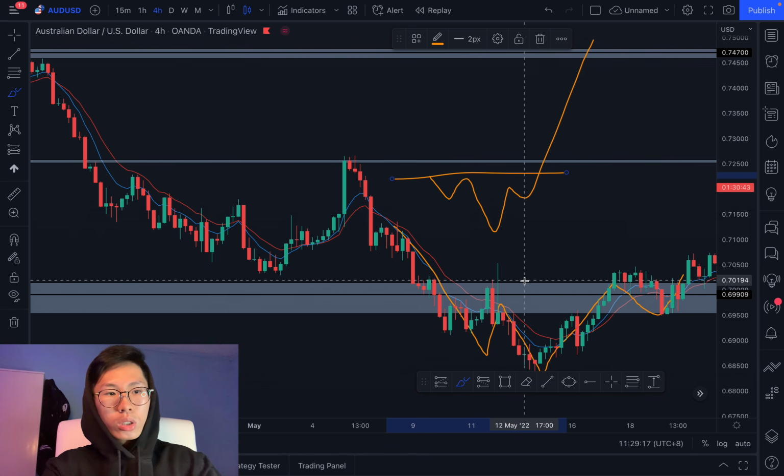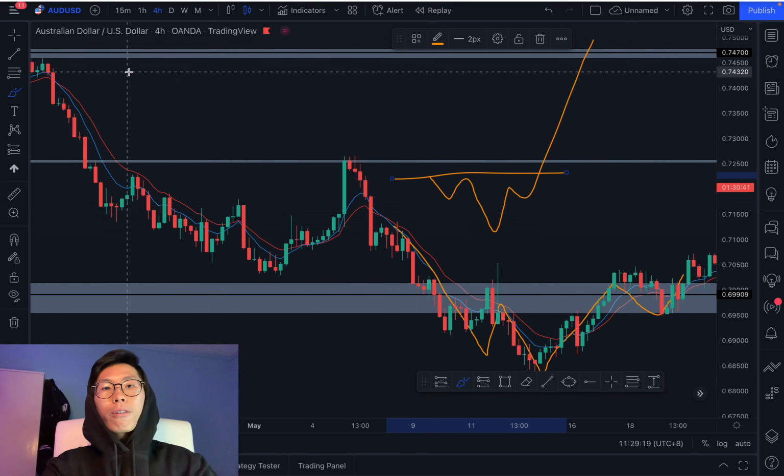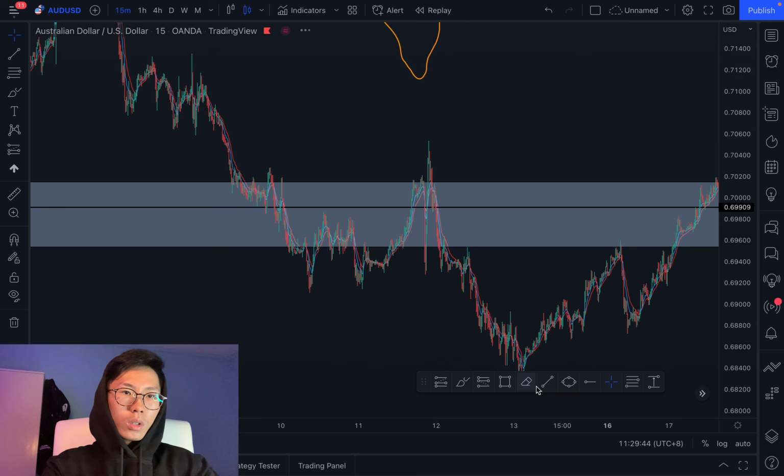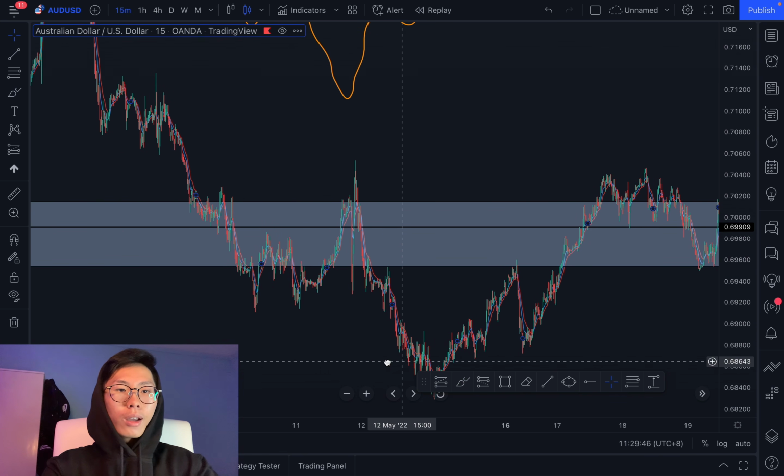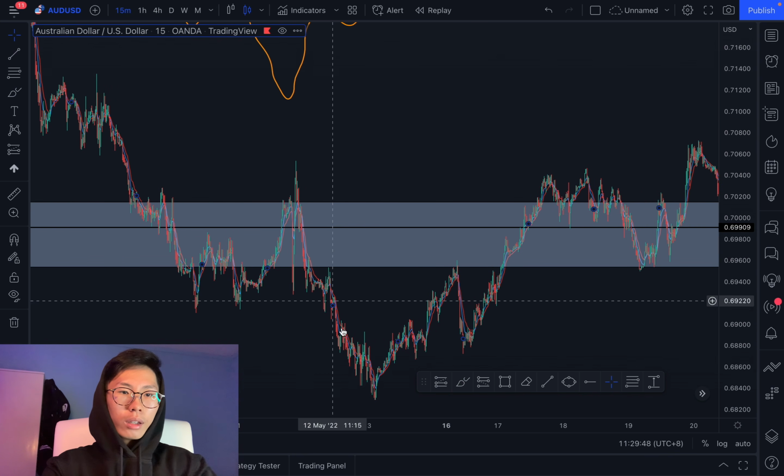So what we're going to do is go down to the 15-minute time frame to look for your entries, guys. Once you are in the 15-minute time frame, you'll see there's a giant inverted heads and shoulders. So this is the right shoulder.